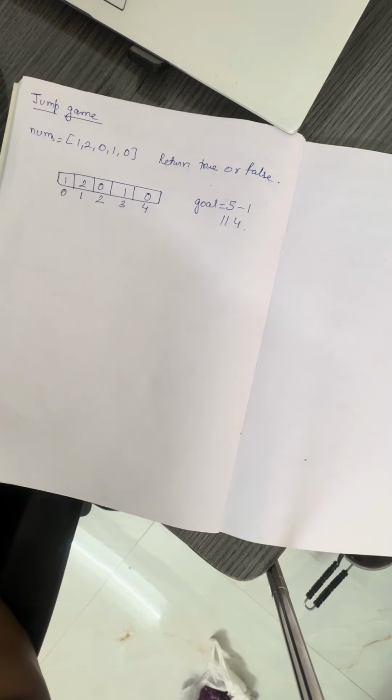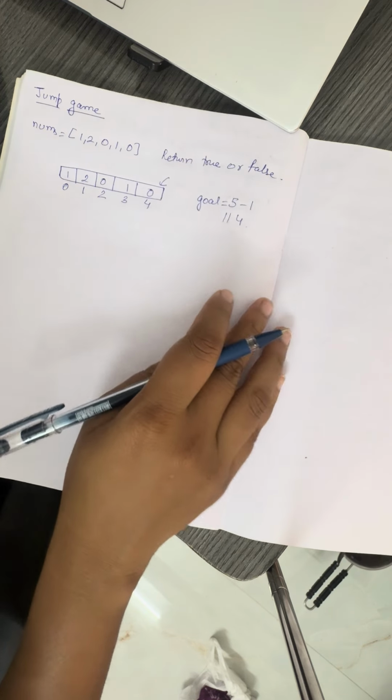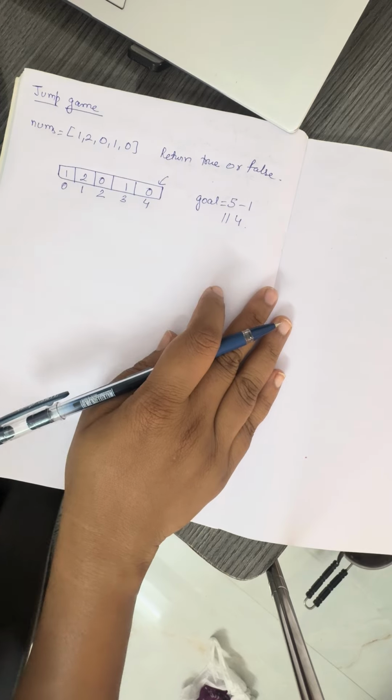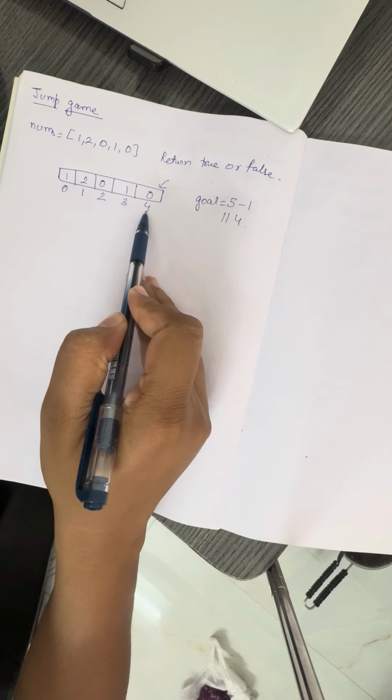So hello everyone. Today we are going to solve our fourth question of Blind 75 sheet. This question is Jump Game. In this question we have to return true or false depending on whether we are able to reach the last element, I mean the last position of the array, or not. We need to reach this position of the array. The question states that if we are able to reach from here to here, then we need to return true, otherwise we need to return false.